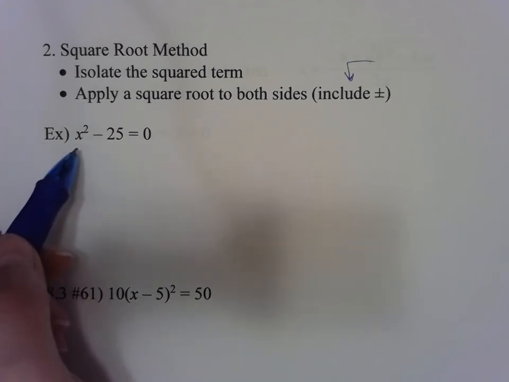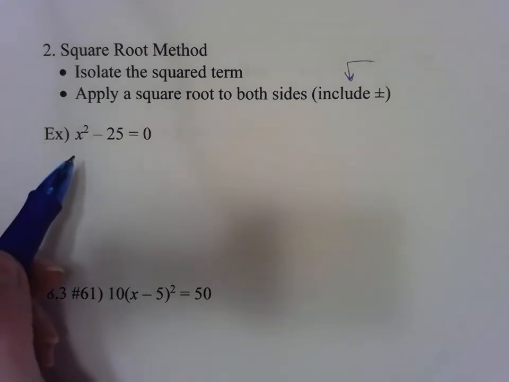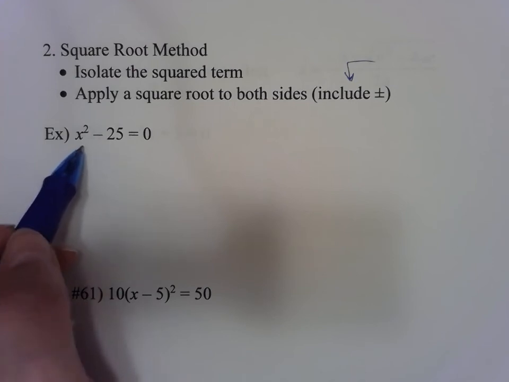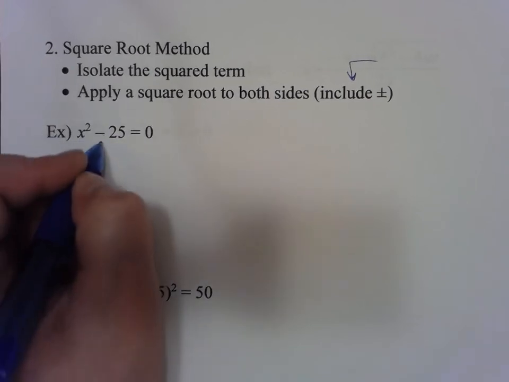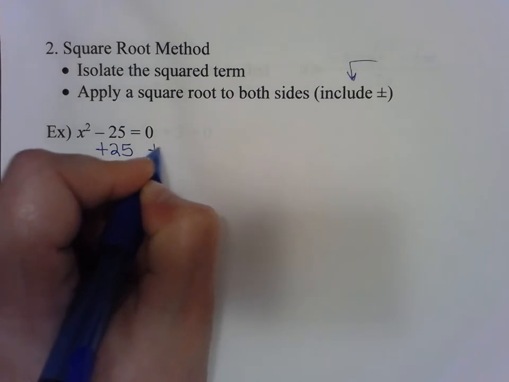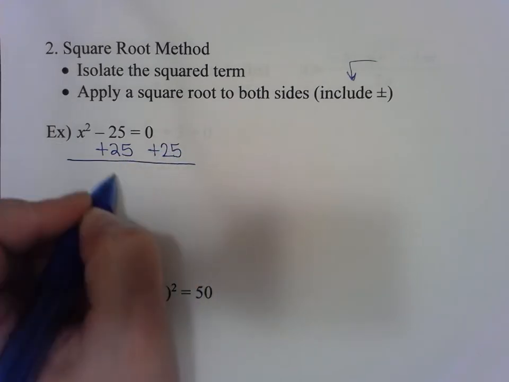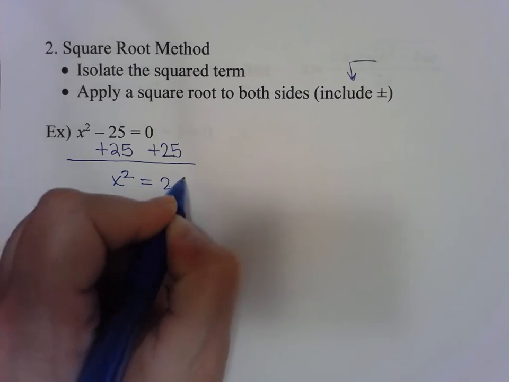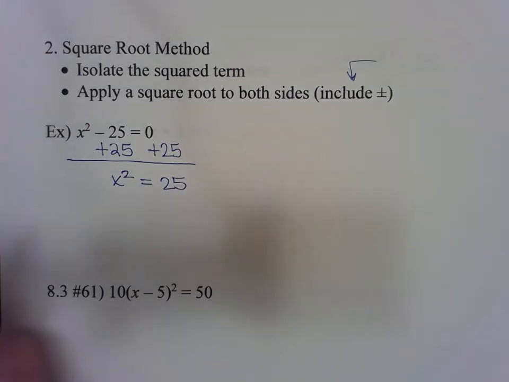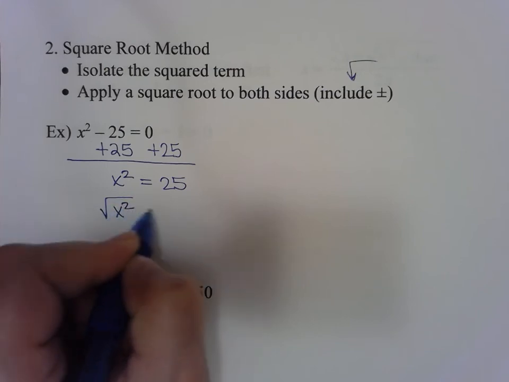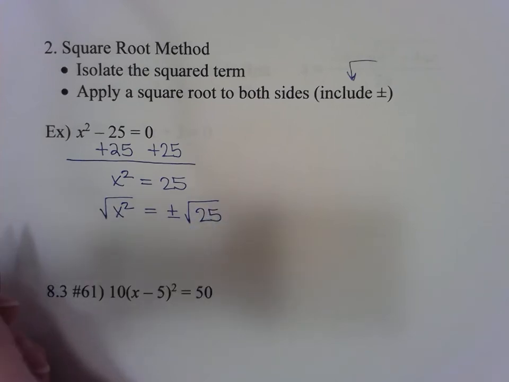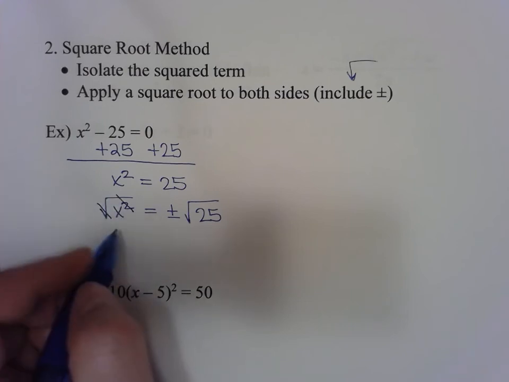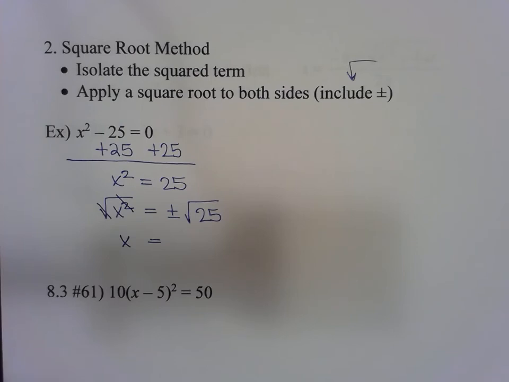All right, so let's try that on this one. I know we just solved this one, so here's another option. You can isolate the squared term, which would be the x squared. So I'm going to move the 25 over to the other side. And then I'm going to take the square root of both sides. I'm going to make sure I put the plus or minus in there. Those are those two roots that we've talked about in the past. A square and a square root are opposite operations, so they cancel each other out.